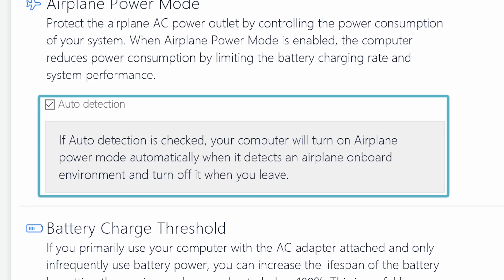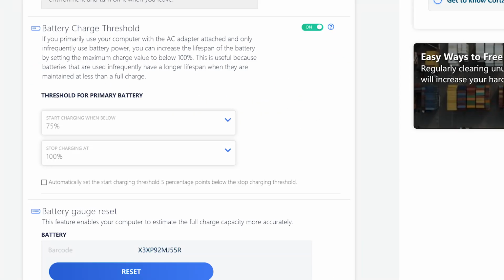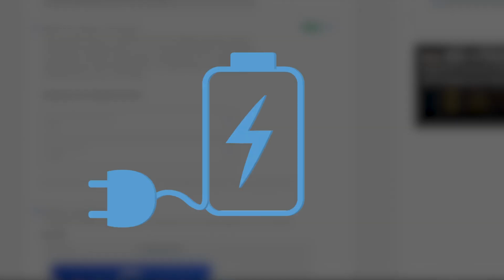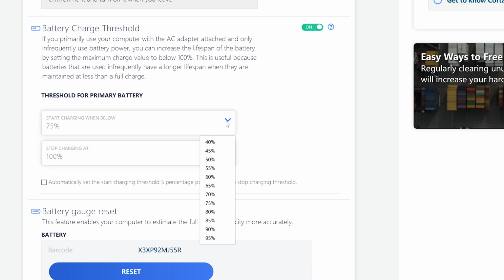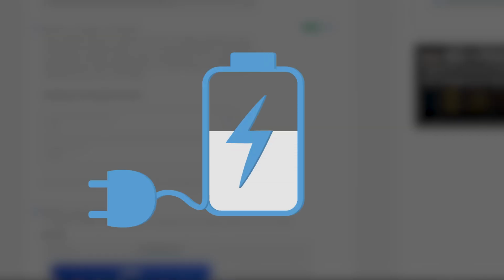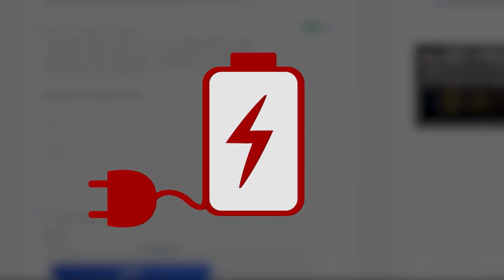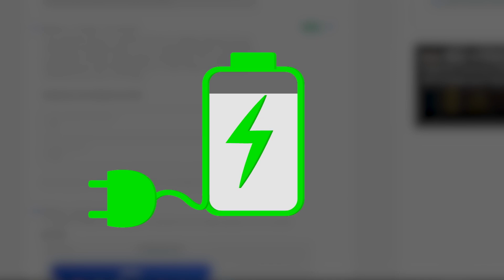The battery charge threshold helps prolong the battery lifespan if you primarily use your laptop with the AC power adapter attached. It does so by keeping the battery charged at less than full charge. Once activated, the battery starts charging when it drops below a certain percentage and stops charging when it reaches another percentage. If your battery is currently charged above the stop charging threshold, detach the power until the battery discharges to or below the stop charging threshold.